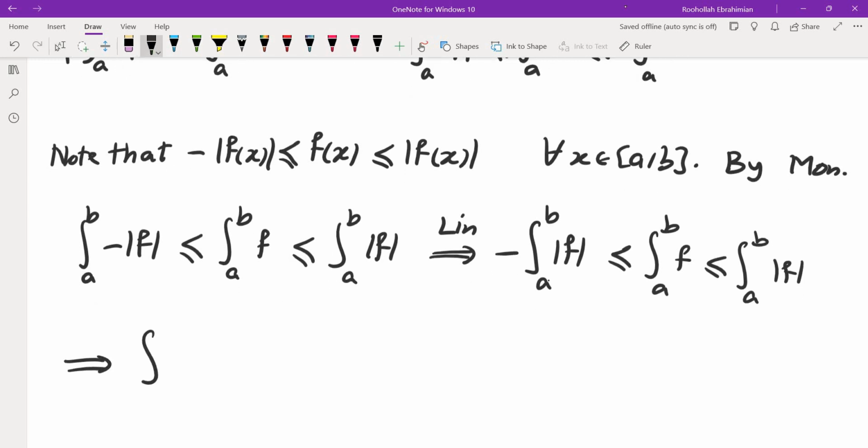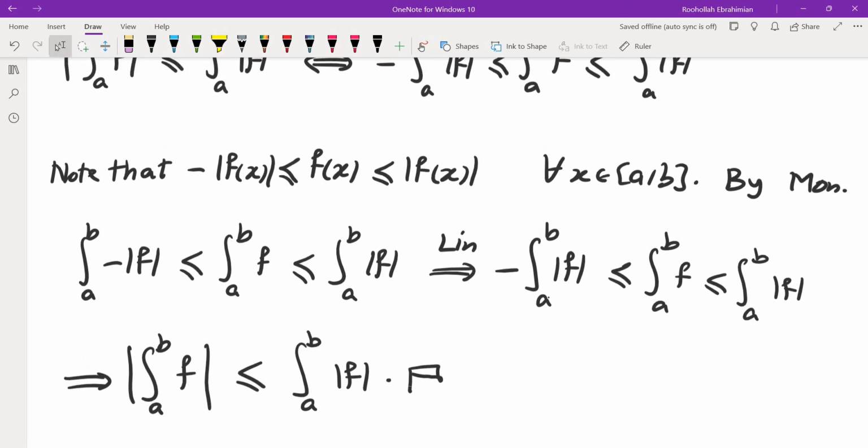And that means the absolute value of the integral from a to b of f is less than or equal to the integral from a to b of the absolute value of f. And that's the end of the proof here.